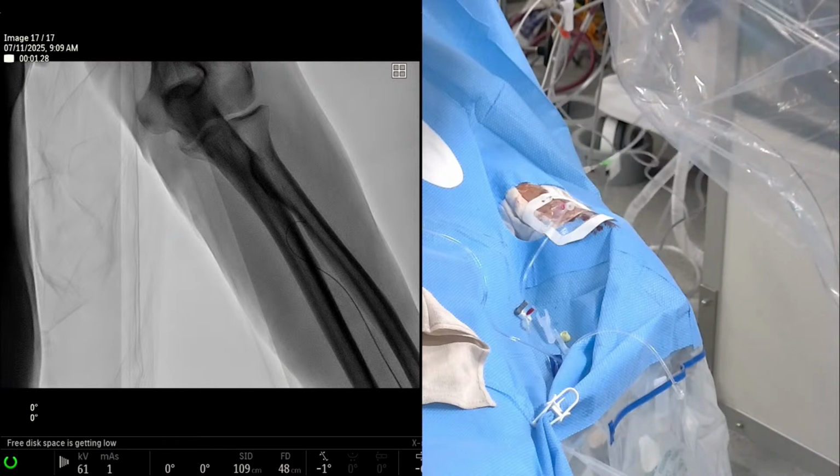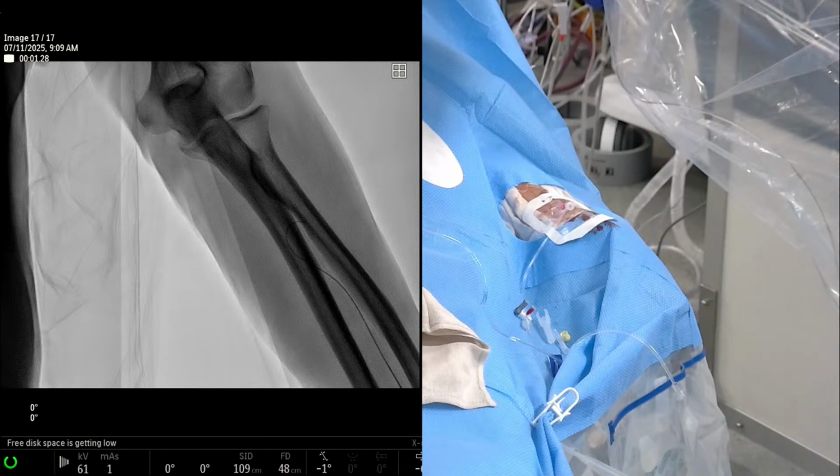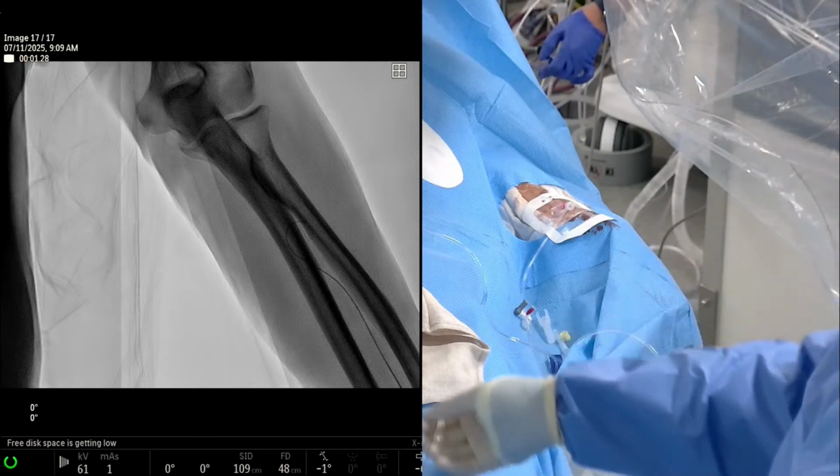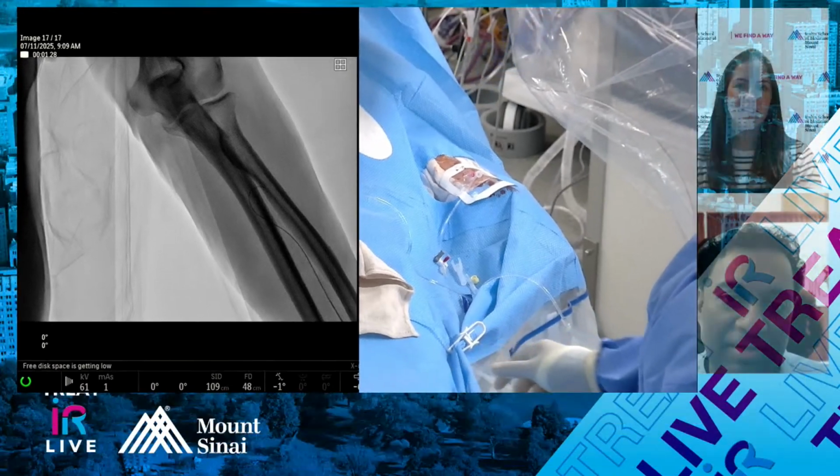Yeah. So I don't know if you guys can see on the fluoro. We can. Yeah. So it looks like there's a radial loop. Wow. So I think it should be okay. It looks like a pretty big loop. So let's go through this. I mean, you guys obviously have a lot of experience with this.